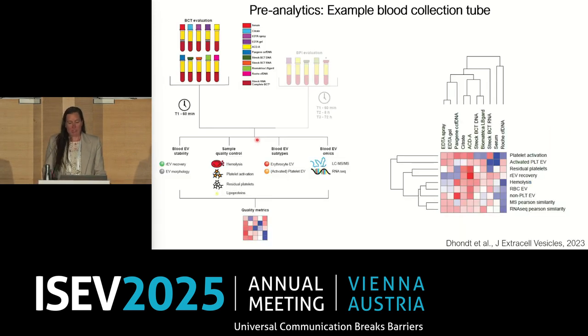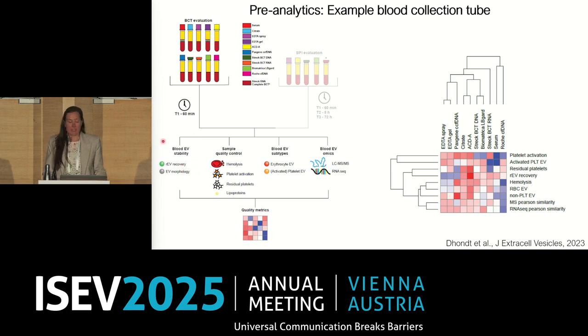And to exemplify that it can have an impact, I want to highlight here a study where we analyzed 10 different blood collection tubes, where we collected blood from a single donor and compared the downstream quality of the blood sample, but also the downstream extracellular vesicles that we were able to retrieve from these different types of blood samples extracted with the different blood collection tubes.